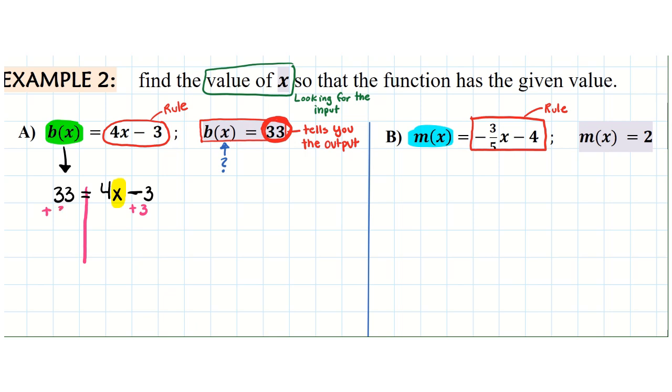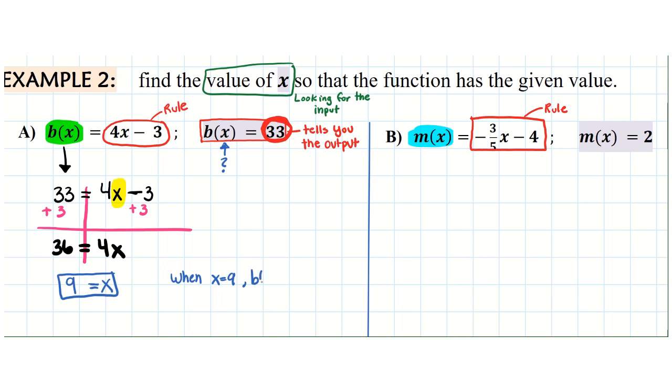So we're going to go ahead and use our inverse operation. Usually we get rid of our constant, so let's add 3 to both sides. On the right side, we're just going to be left with 4x, since our minus 3 cancels out. And we're going to simplify the left side and we get 36. The last inverse operation would be to divide by 4. So if we divide both sides by 4, we get that x equals 9.